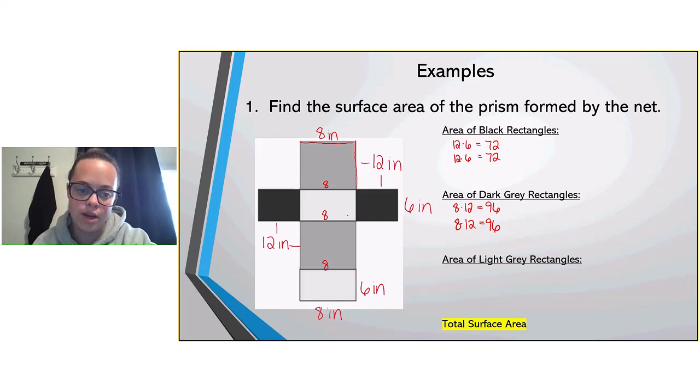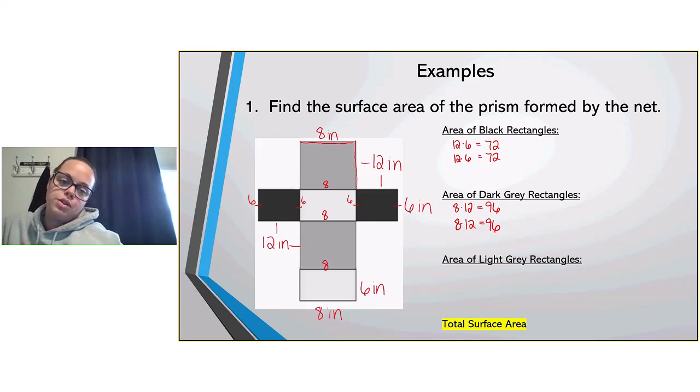If you looked at this middle light gray rectangle, you might say, okay, well those are 8, so I know the length, but I don't know this width. And you can see over here on the far right, there's that 6 inches. So this would be 6, and this would be 6, and this would be 6. So again, from the picture, you should be able to piece together all the dimensions of each of those rectangles, even though it might not be directly labeled.